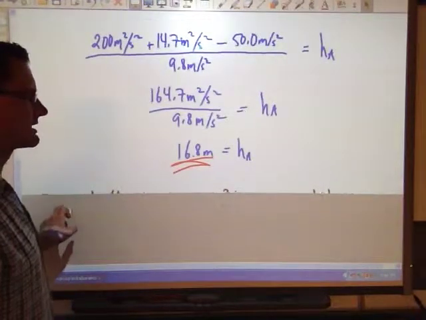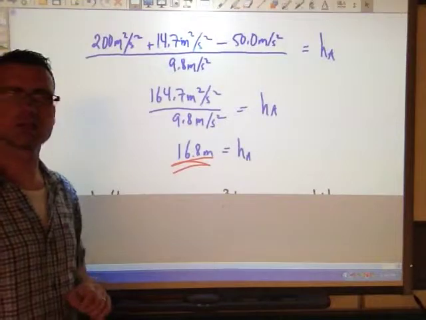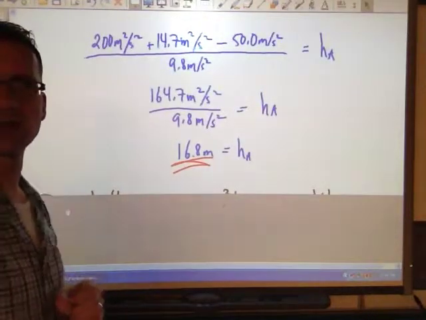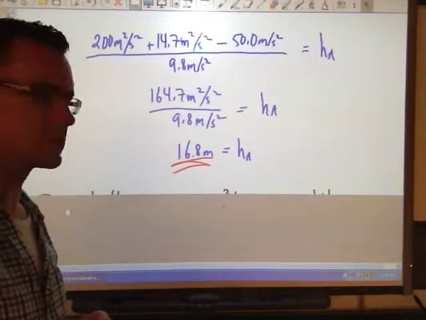Okay, I have one more example here. I think I'm going to leave it for the next video because this one was fairly lengthy. So the last one deals with the snowmobile going off a cliff. Super exciting, almost as exciting as this one.